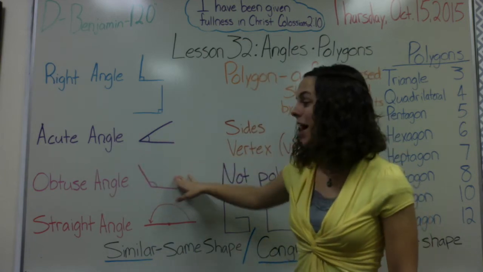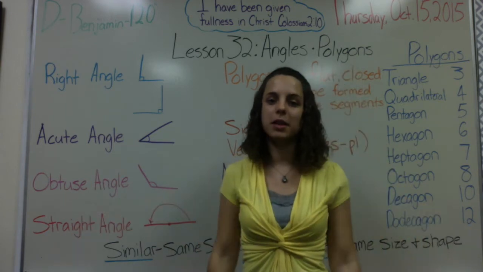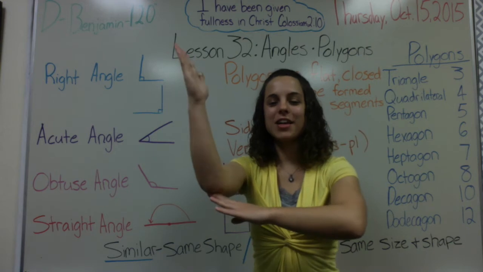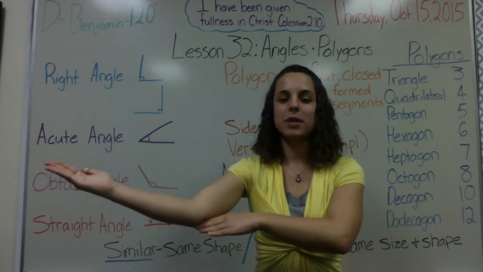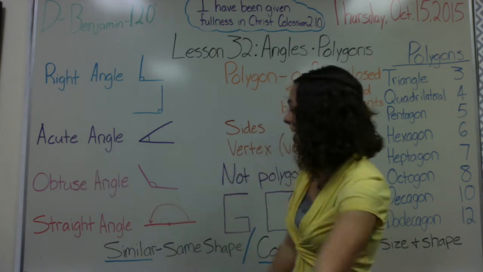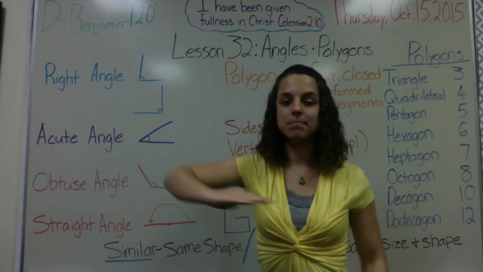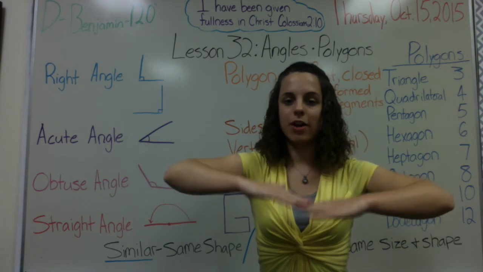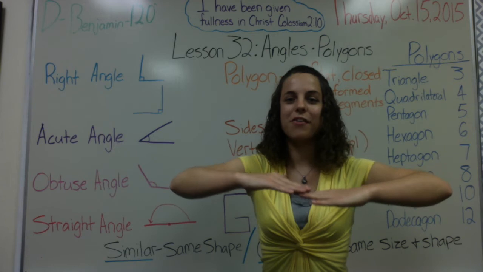Now we also have an obtuse angle, and I always like to think of it because obtuse sounds really big. So anything from here to here to here would be an obtuse angle. Now straight angles are completely straight. So this would be a straight angle, and I can't actually make it perfectly with my arms. It's a little difficult right there.